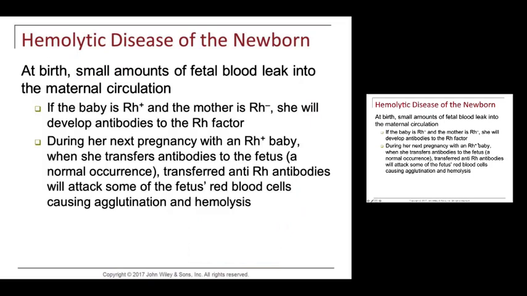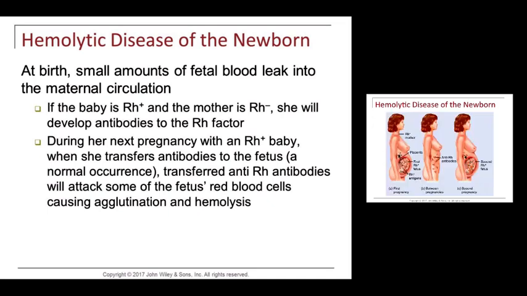At birth, small amounts of the fetal blood leak into the maternal circulation. Okay, this is the hemolytic disease of the newborn. If the baby is Rh positive and the mother's Rh negative, she'll develop antibodies to the Rh factor. This is not a problem for baby number one. But during the next pregnancy with an Rh positive baby, when she transfers the antibodies to the fetus, which is a normal occurrence, the transferred anti-Rh antibodies will attack some of the fetus's red blood cells, causing agglutination and hemolysis.